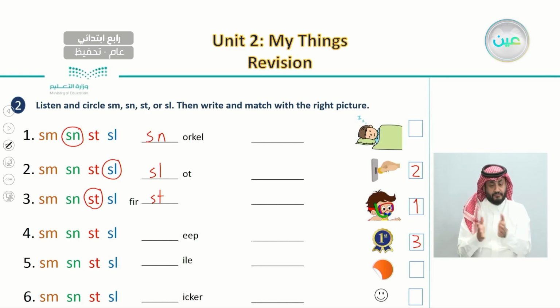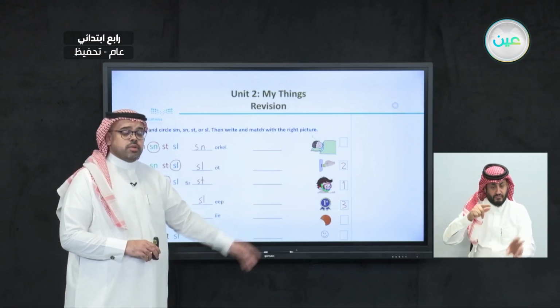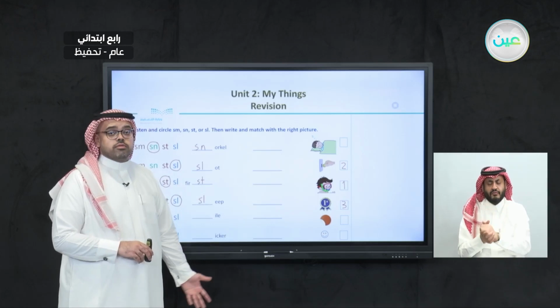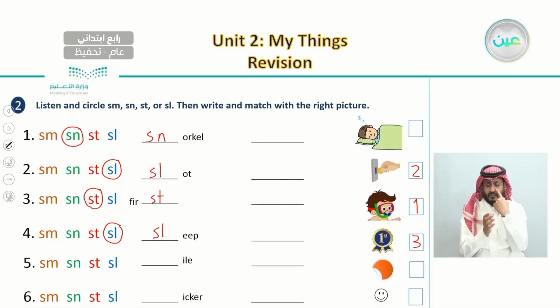Now let us move on to number 4. The word of number 4 is sleep. Sleep. Very good. So the word sleep starts with S and L. So here we go and write down the letters S and L, sleep. And after this, you should copy the same word here in this blank and look for the picture that means sleep, which, if we look around, we can say is the first one. This is number 4.